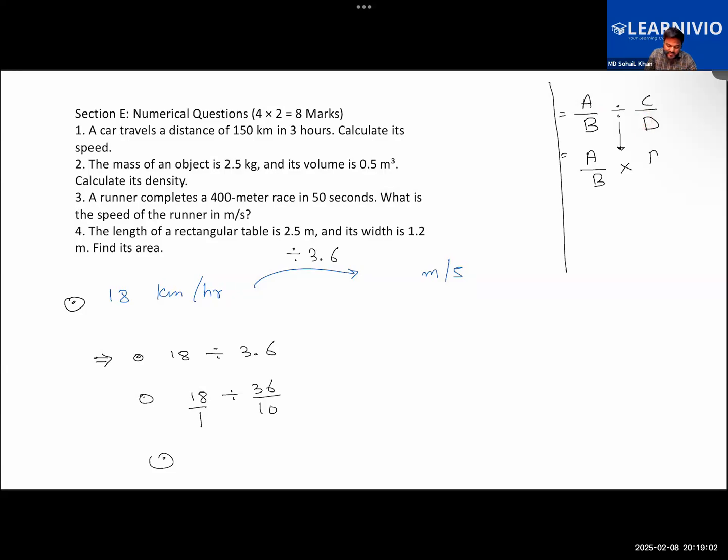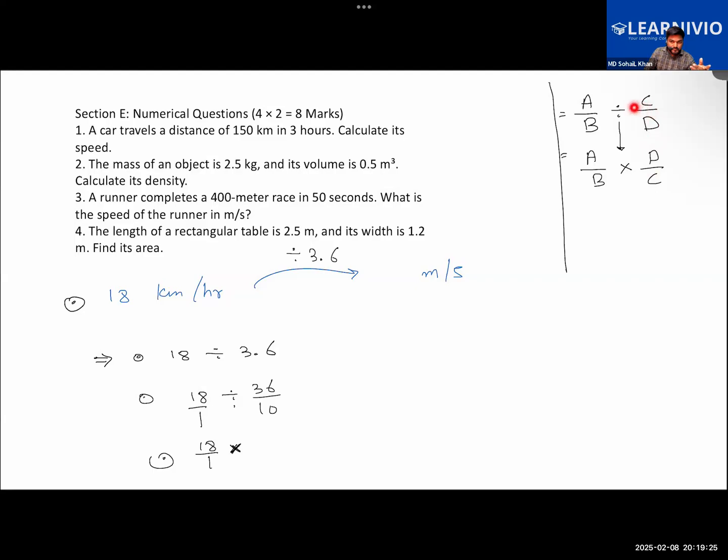C upon D will now be written as D upon C. Getting it, Fatima? C upon D is now written as D upon C. So the same thing we are going to do here. 18 upon 1, convert the sign of division to multiplication. And 36 upon 10 will be written as?